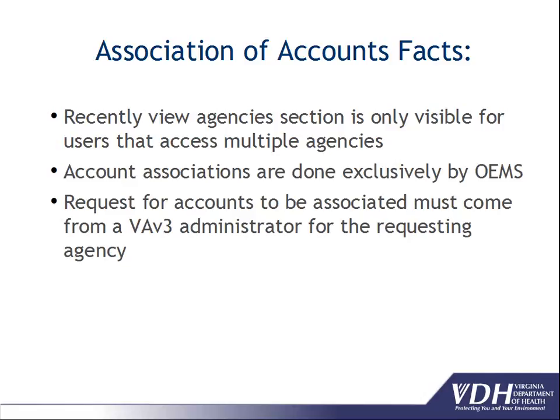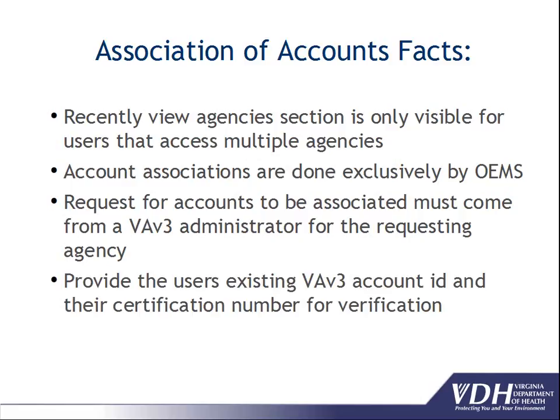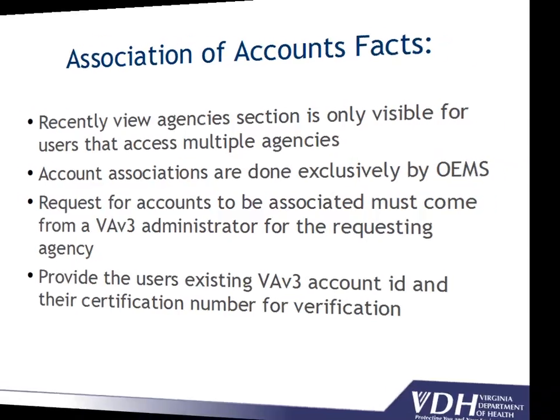The association request must come from a VAv3 administrator of the requesting agency. As the VAv3 administrator, simply contact the Office of EMS requesting that a user's account be associated with their agency, and we will perform that action. You will need to provide the user's existing VAv3 account ID and the user certification number for verification purposes.